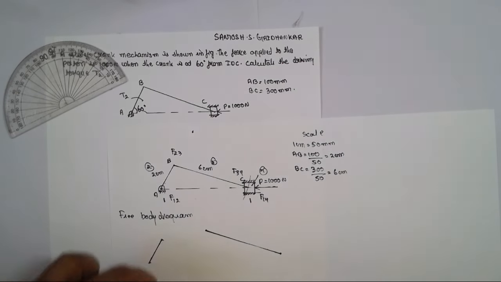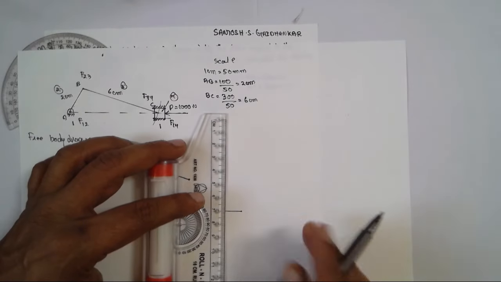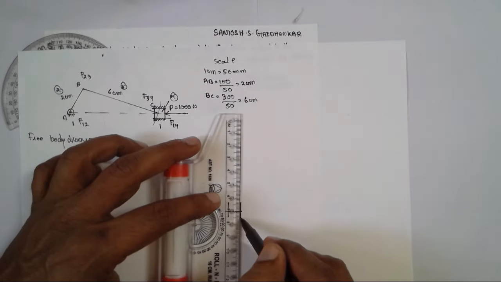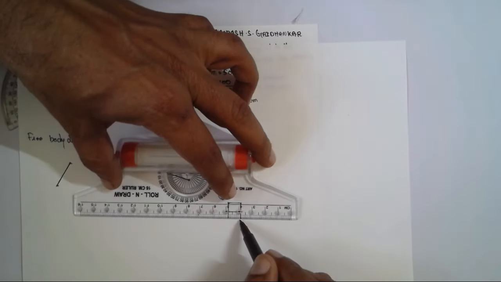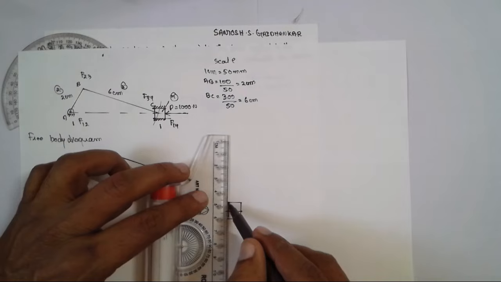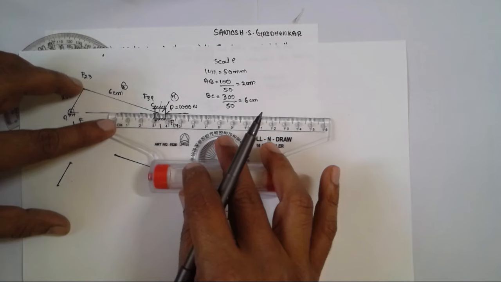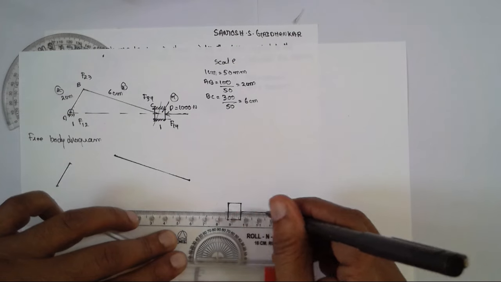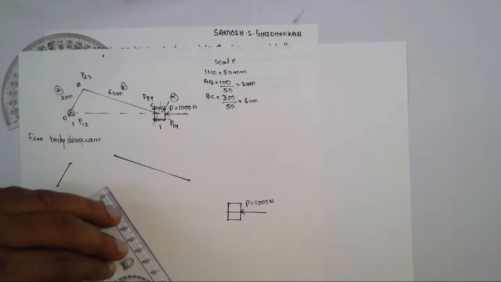Piston. This is referred to as 90 degrees. Just draw a box with reference to this line. Next, complete the piston and show the force P over this line, where P is equal to 1000 Newton. Only this is the known force.